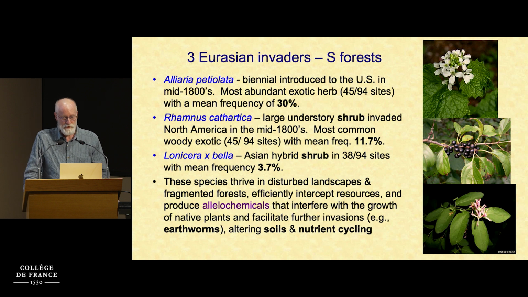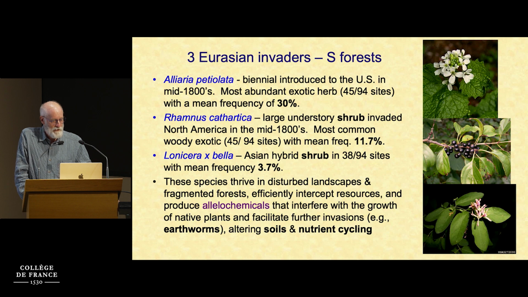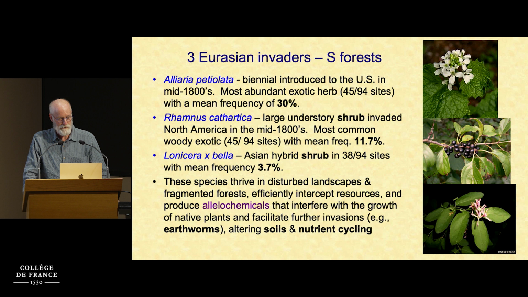These are species that are probably familiar to you already, but we saw them at 45 of 94 sites in southern Wisconsin, now including this garlic mustard area, and likewise the same proportion of sites now hosting Rhamnus cathartica. Lonicera comes from Asia, but it too has invaded many, many sites.